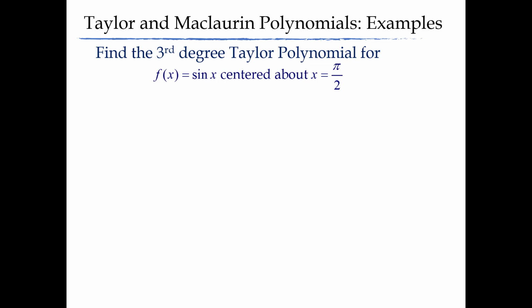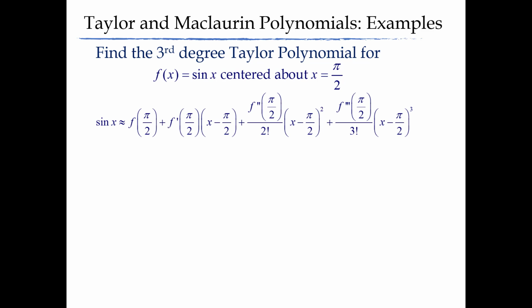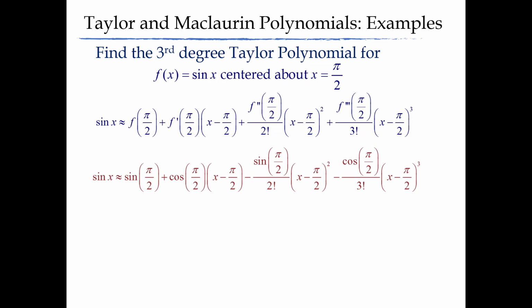So let's go ahead and find the third degree Taylor polynomial for sine of x centered around pi over 2. So we've already done the Maclaurin polynomial for sine of x. Let's go ahead and do a Taylor polynomial centered around pi over 2. If we do so, we're going to get f of pi over 2 plus f prime of pi over 2 times x minus pi over 2. And we're just going to continue this pattern out for the rest of our polynomial.